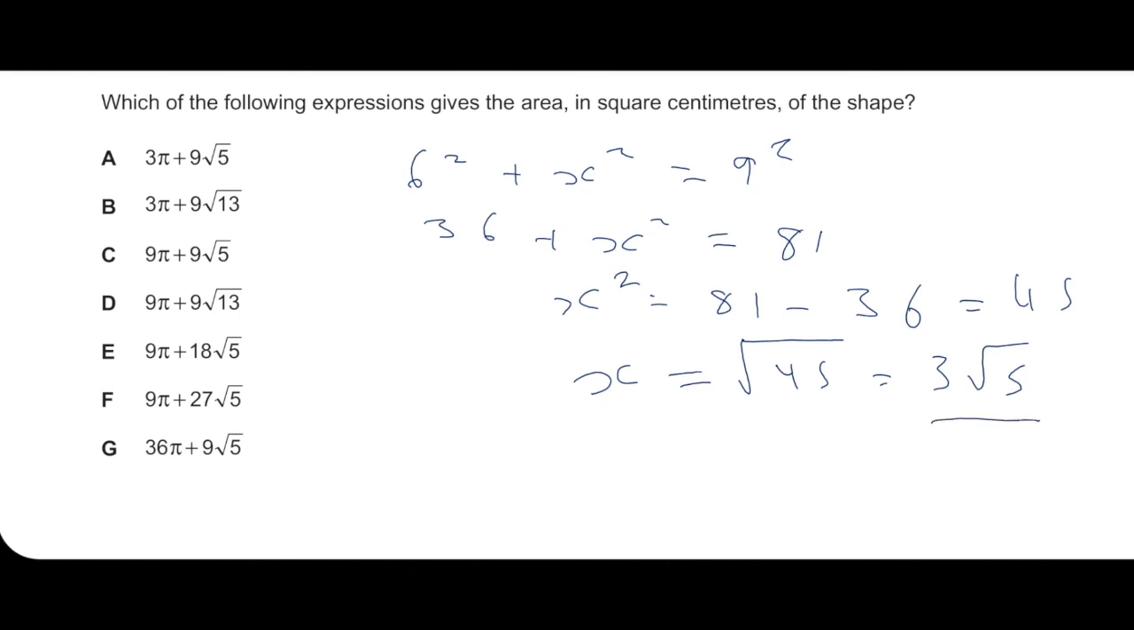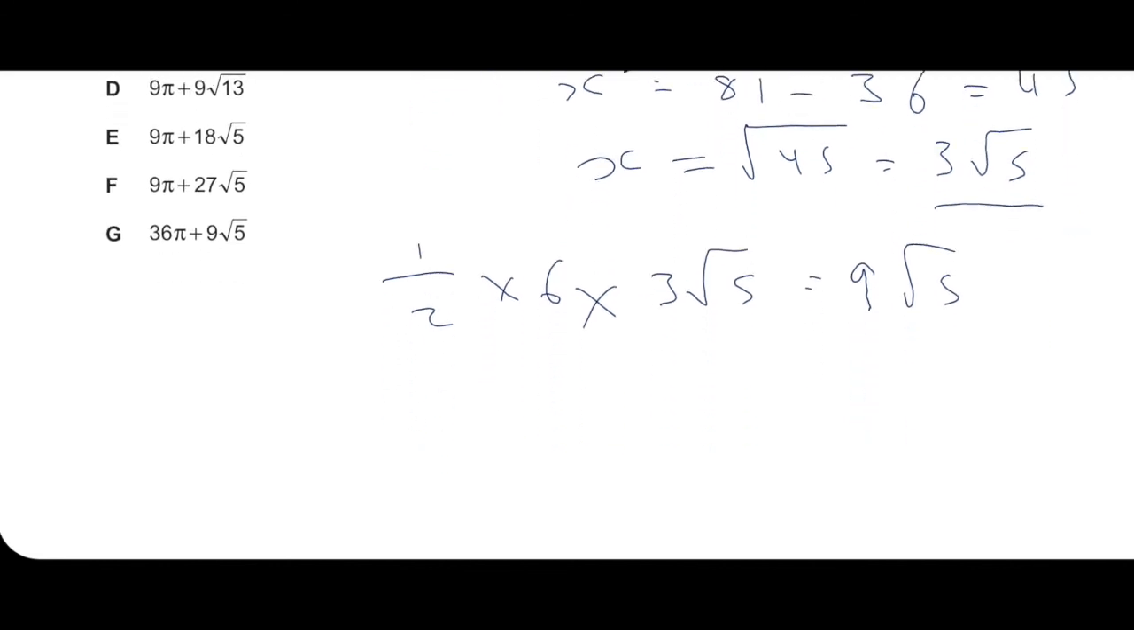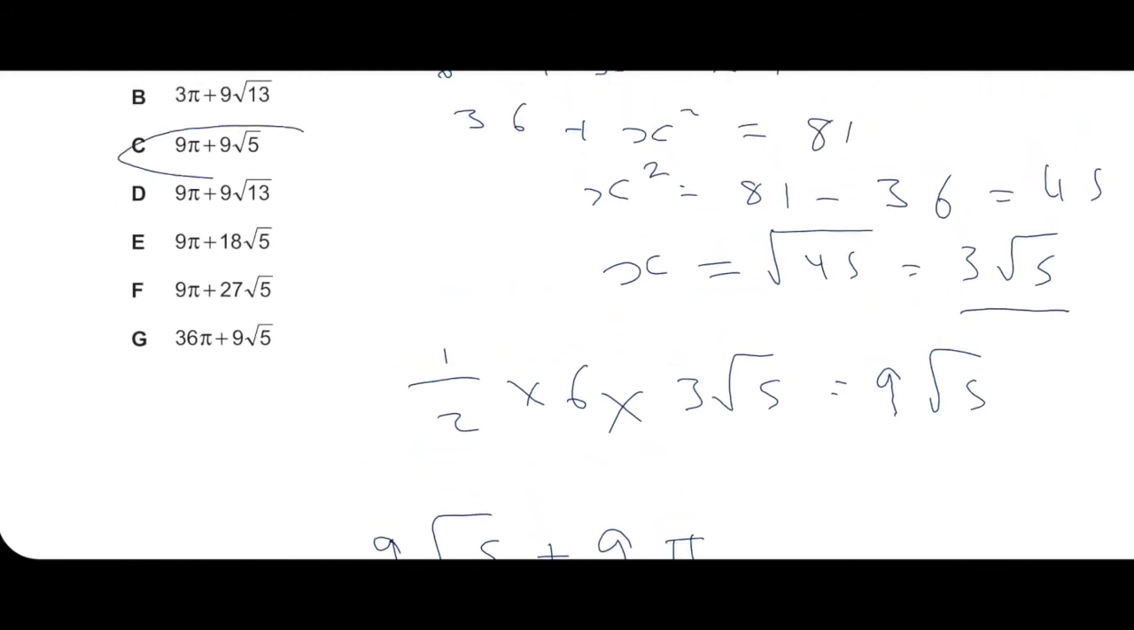So we now know what the base is, 3 root 5. We know what the height is, 6 centimeters. So let's work out the area. A half times 6 times 3 root 5 is equal to, you guessed it, 9 root 5. Let's add the two areas together. So the area of the triangle is 9 root 5 plus the area of the quarter circle is 9 pi. And that's your answer. Therefore, the answer to this question is C. And that is question number 24 completed.